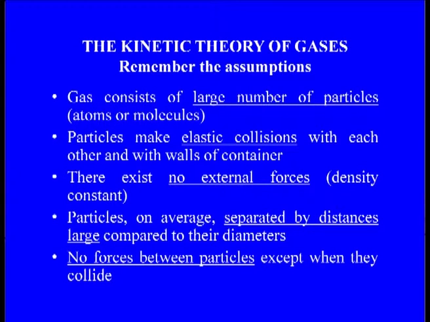First, the assumptions we have made: the gas consists of a large number of particles, either atoms or molecules. Particles make elastic collisions with each other and with the walls of the container. There exist no external forces, which means the density will be constant. Particles on average are separated by distances large compared to their diameters. There are no forces between particles except when they collide. These are the main assumptions we have made.